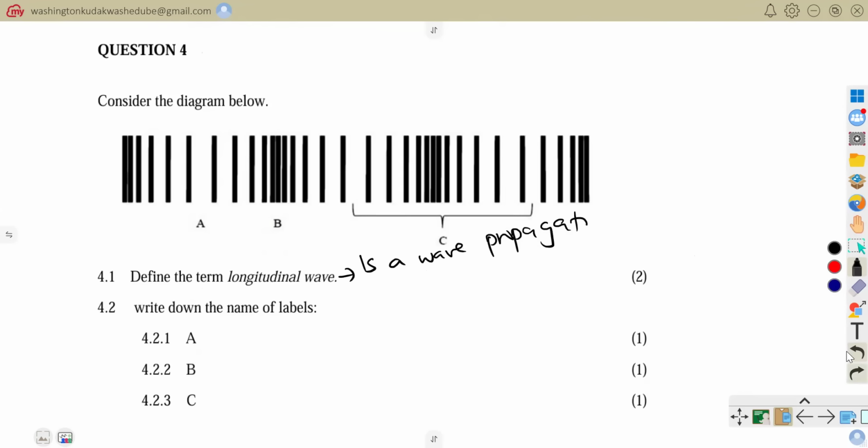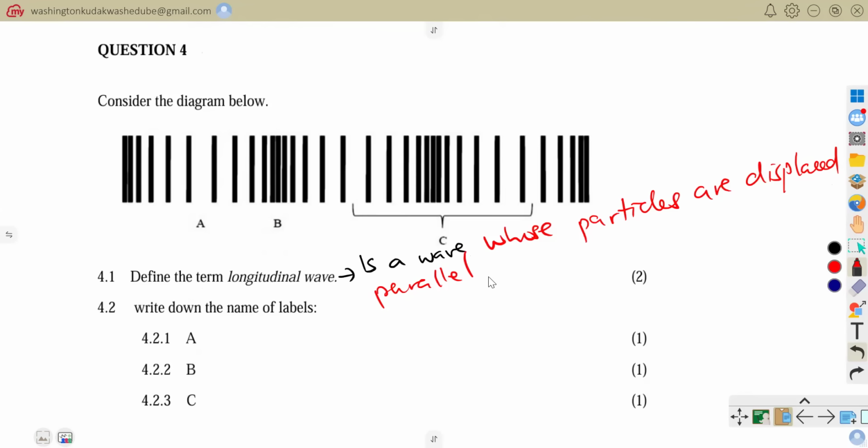Or I can simply say that a longitudinal wave is a wave whose particles are displaced parallel to the direction of the wave.